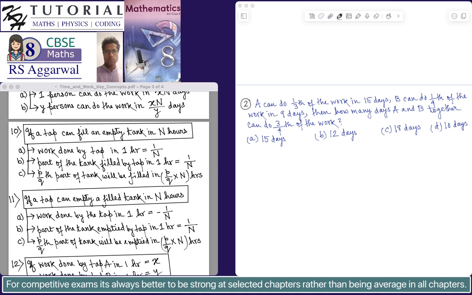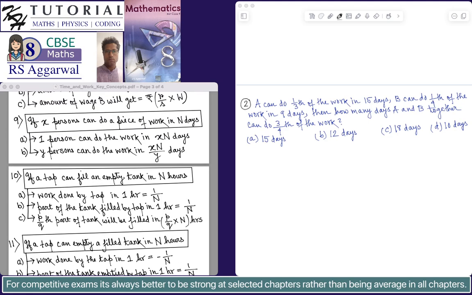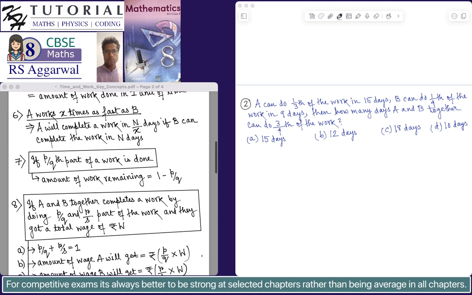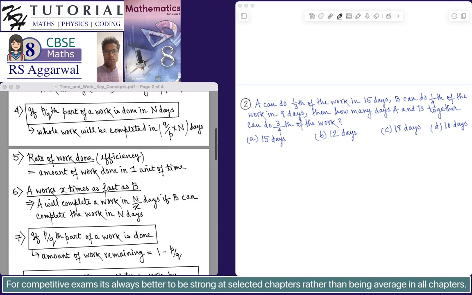Usually we are familiar with the problem where it is given that A can do a piece of work in some days and B can do a piece of work in some days. Then in how many days both of them working together can complete the work. That is a standard pattern of question that we have solved. But in this problem, the difference is that it is given that A can complete 1/3 of the work in 15 days. So from here we can find how many days A will take to complete the whole work.